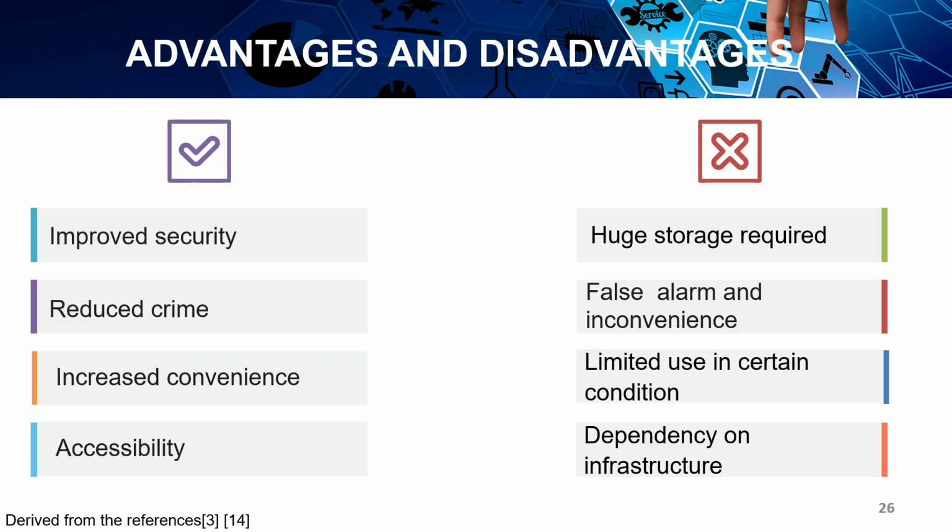In security applications, false alarms and inconvenience are caused by face recognition errors. Limited use in certain conditions: this technology may not work in extreme conditions such as low light or adverse weather. And dependency on infrastructure: the effective implementation often depends upon the camera sensors and data network. Infrastructure failures also affect the functionality of the system. It is more dependent on the system camera and the system database.